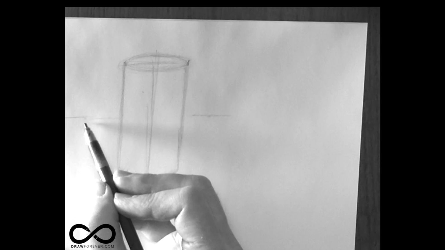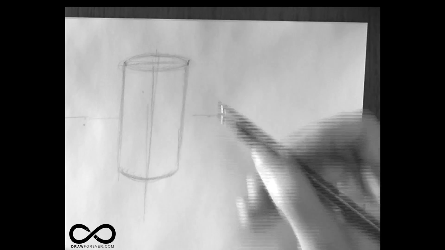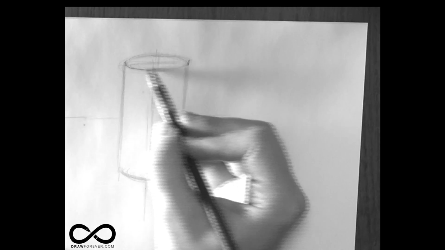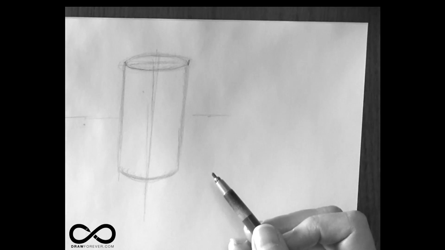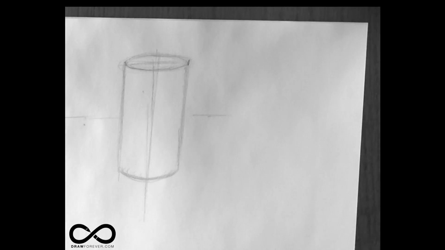This, by the way, is not the horizon line. This is the edge of the table. We'll get into perspective in a different video. This is just as if it's sitting on a tabletop.